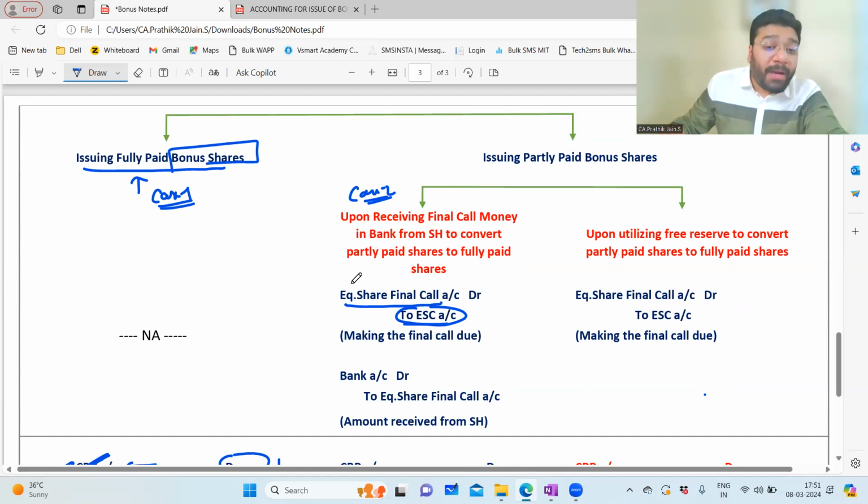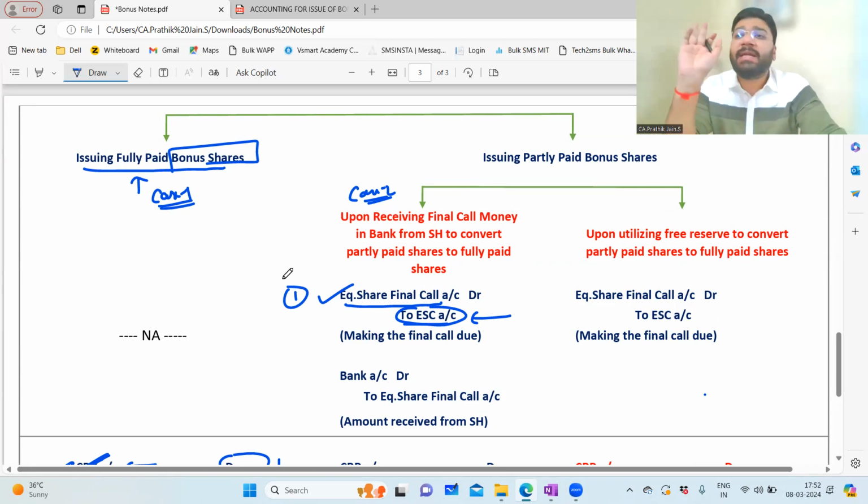The moment you pass the first entry, equity share final call account debit to equity share capital, the partly paid up capital becomes fully paid up capital. Now you are in a position to issue the bonus shares. So this is my due entry. Very simple entry, guys. This is not something very different from whatever we have studied in the company's issue of share capital topic.